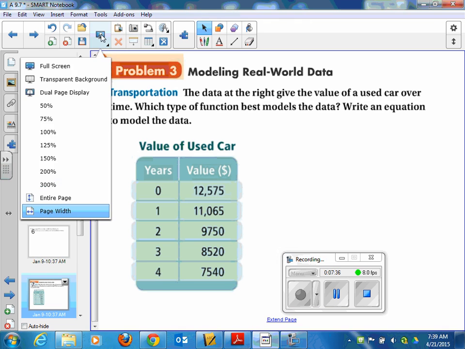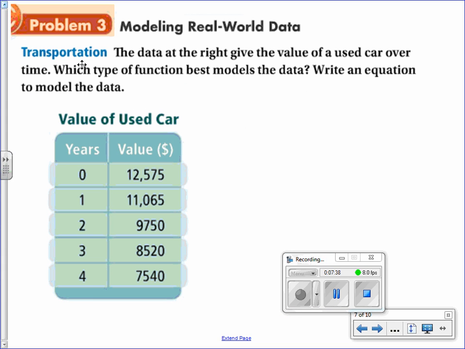All right, this one goes into your notes. And we're still doing the same thing. We're trying to find which model best fits what's going on with the table. If we do our differences for this one, what you'll get is from 12,575 to 11,065, you would have to subtract 1,510. And then from the next one you get 1,315, and the next one you get 1,200.